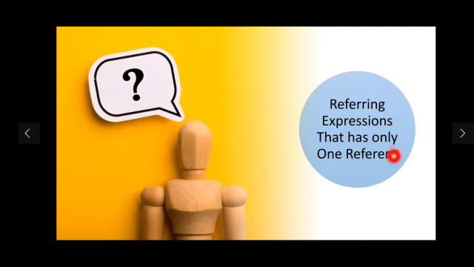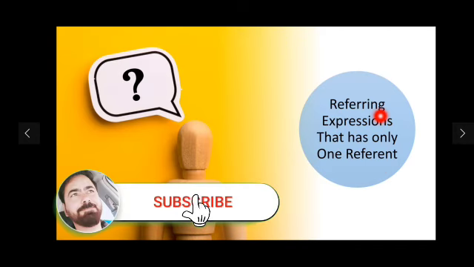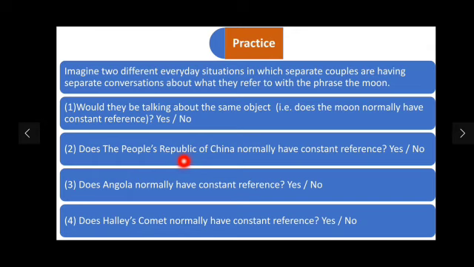Referring expressions that have only one referent. Sometimes a linguistic expression will have a fixed referent. It means that one linguistic expression will have one referent, not so many referents as we discussed on the previous slide. So whenever we say the People's Republic of China, we have in mind the same people of China. So again we will have the same constant referent. Third, does Everest normally have a constant referent? Of course, it will also have a constant referent because we have only one Everest. And does Halley's comet normally have a constant referent? Of course, it will also have the same and constant referent.